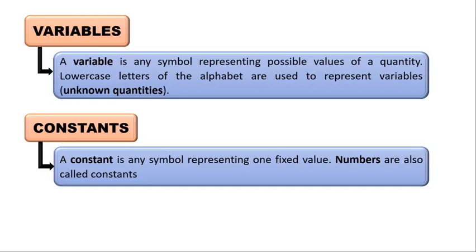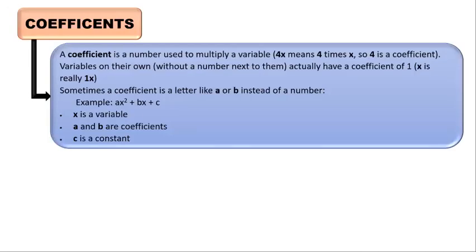For example, we have the number 5. Number 5 is always number 5. It has no other value. The number 5 is fixed. That is why it is called a constant. Now, sometimes we also use the letters A and B to represent constants. But now, let us proceed and let us define what is a coefficient.